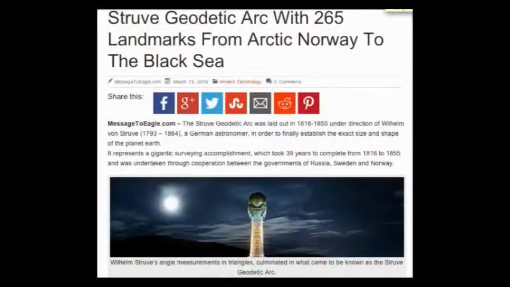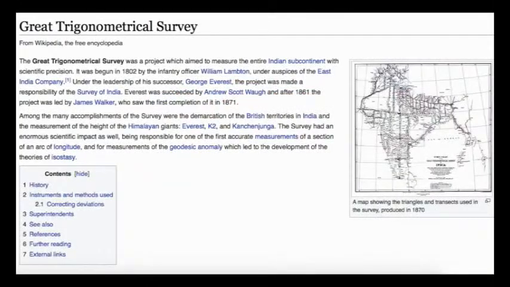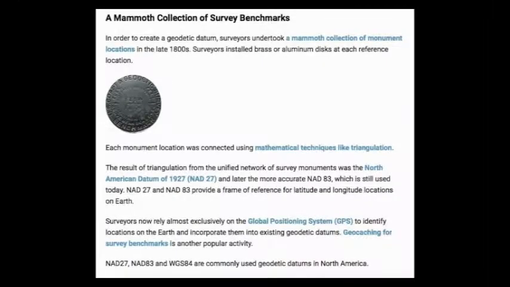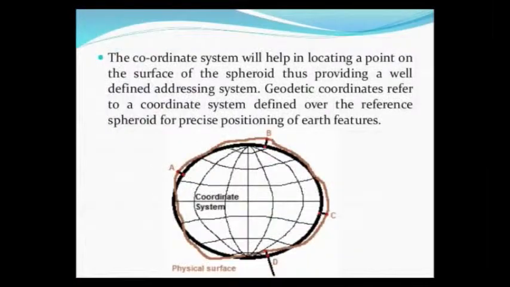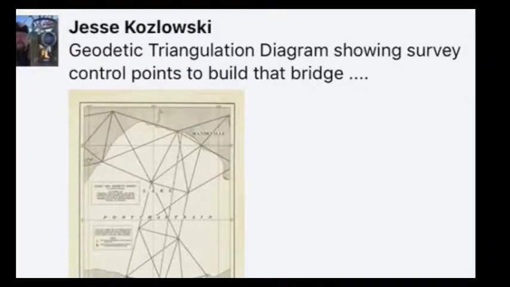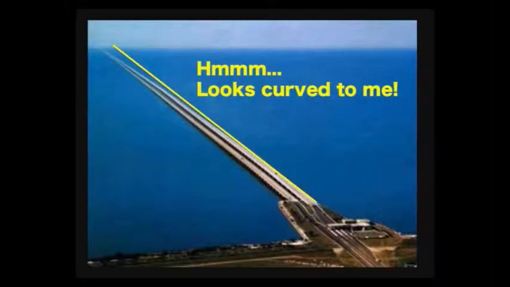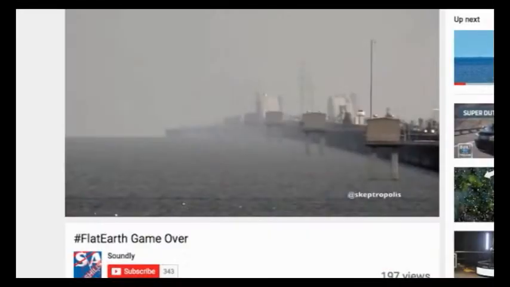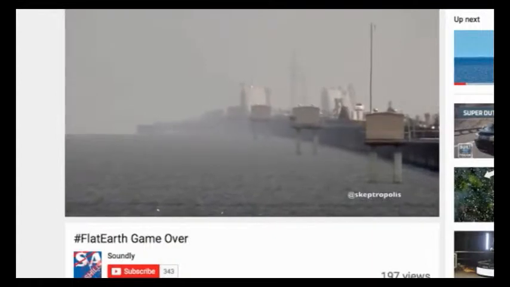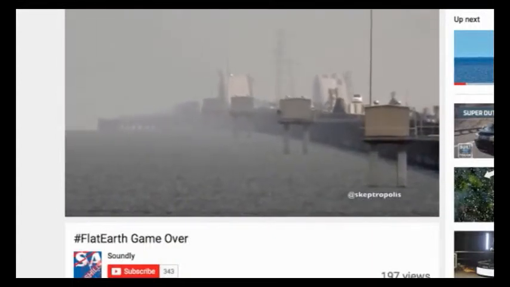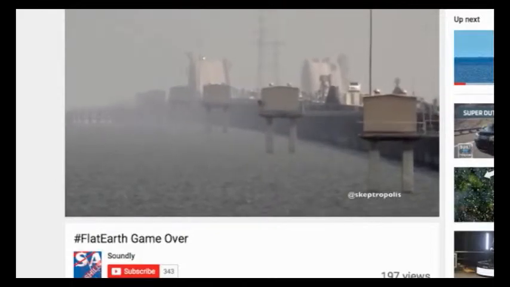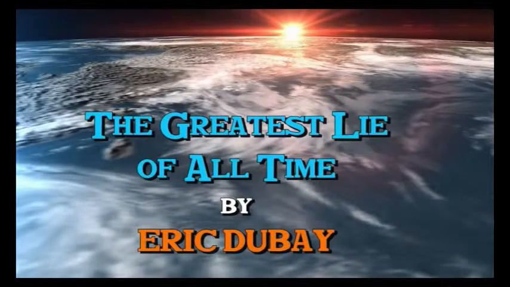And you don't have to take any of this on faith, because you can actually go out and reproduce these measurements yourself. There are maps available for every state showing the locations of various benchmarks where measurements were taken to establish the geodetic datums and coordinate systems that the whole world uses. You can also look up the triangulation data for numerous bridges and other structures where curvature was taken into account. And in some cases, you can actually see where they compensated for it. So the curvature is out there, it is measurable, and anyone who says otherwise is either ignorant or a liar. And in case you haven't noticed by now, there are a lot of ignorant liars in the Flat Earth community.